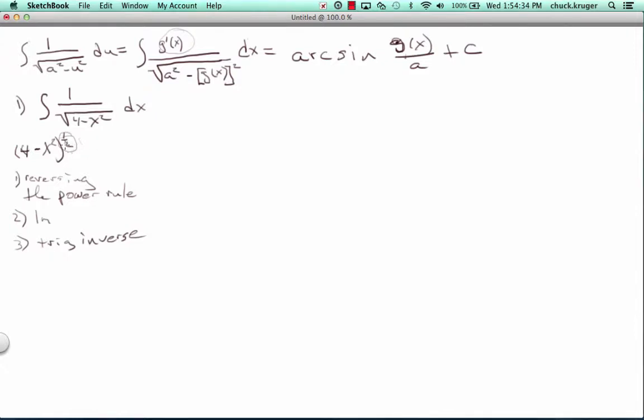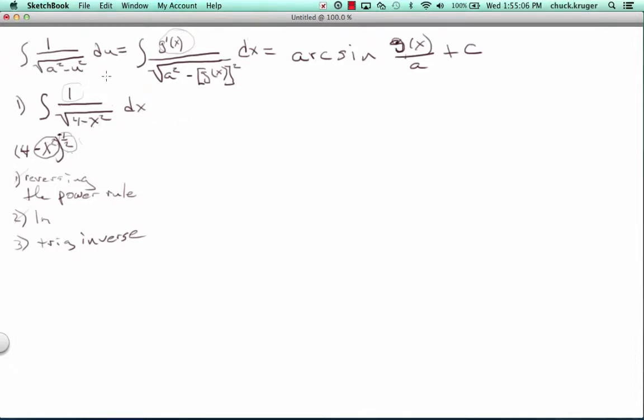If I look at this, it has an exponent of negative 1/2, so I would add 1 to this exponent, get a half, and multiply by its reciprocal. But what I really need in this numerator is the derivative of negative x squared. I need up here a negative 2x, which I don't have. So these 2 steps are eliminated, and I have to use inverse trig.